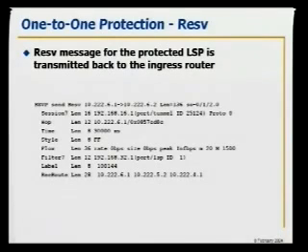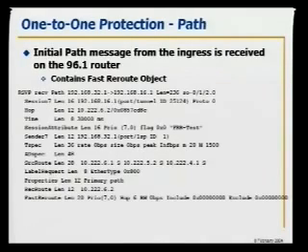Now, the fact that we included the fast reroute object is going to have each of the transit and the ingress router, for that matter, set up detour LSPs. I'll go back one slide here. They're going to take this same session information, generate a new path message with that same data, and create their detour, and include the detour object.